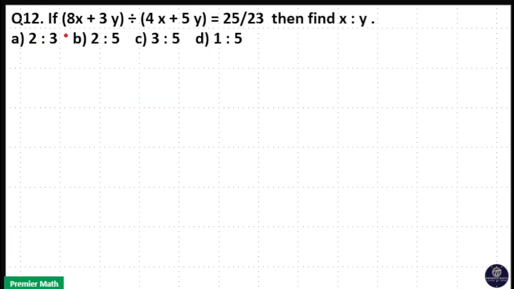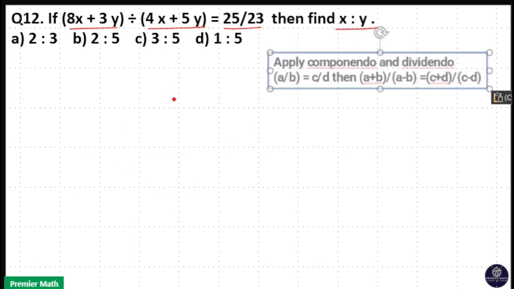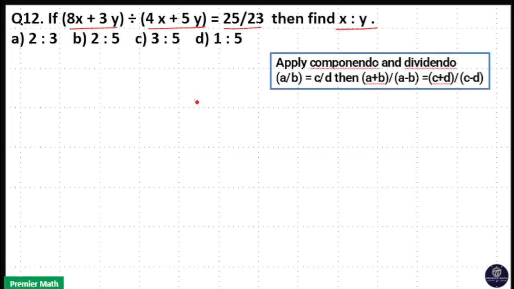Next is question number 12. If (8x plus 3y) divided by (4x plus 5y) is equal to 25 by 23, then find x is to y. Here, apply the componendo and dividendo rule. That is, if a by b is equal to c by d, then (a plus b) by (a minus b) is equal to (c plus d) by (c minus d). That is, add the terms and subtract the terms on the LHS and RHS.